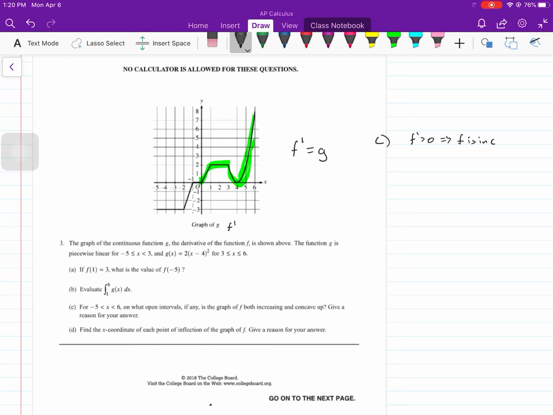And then now we need to think about when is it concave up? So f double prime, if it's positive, then that means that f prime is increasing, and that would mean that f is concave up. So we're looking for both of these things. So we're looking for when is it positive? When's the derivative positive? Well, that's right here because that's when f is increasing.